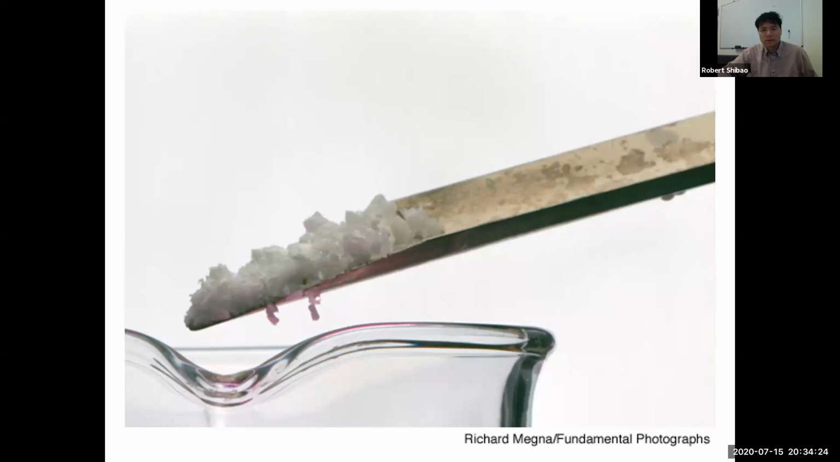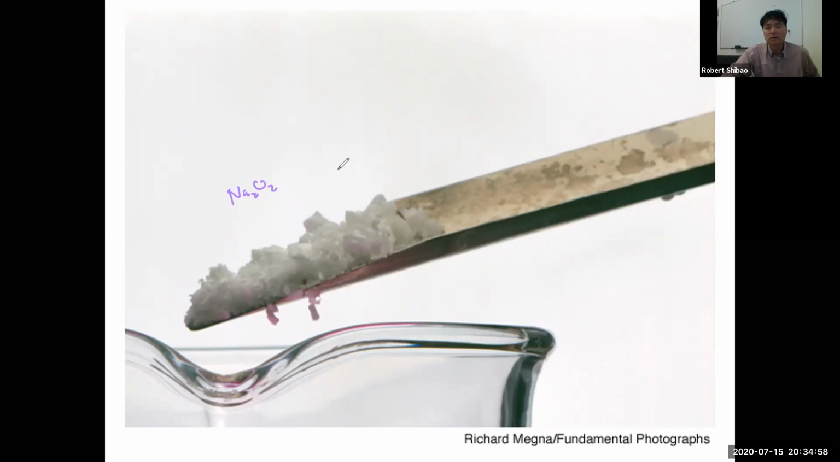Okay, this one, what is going on here? Okay, this is actually sodium peroxide on here. Sodium peroxide is used to bleach animal, vegetable fibers, feathers, bones. It's a bleaching agent, sodium peroxide. And so, what's the formula for sodium peroxide? Na2O2.